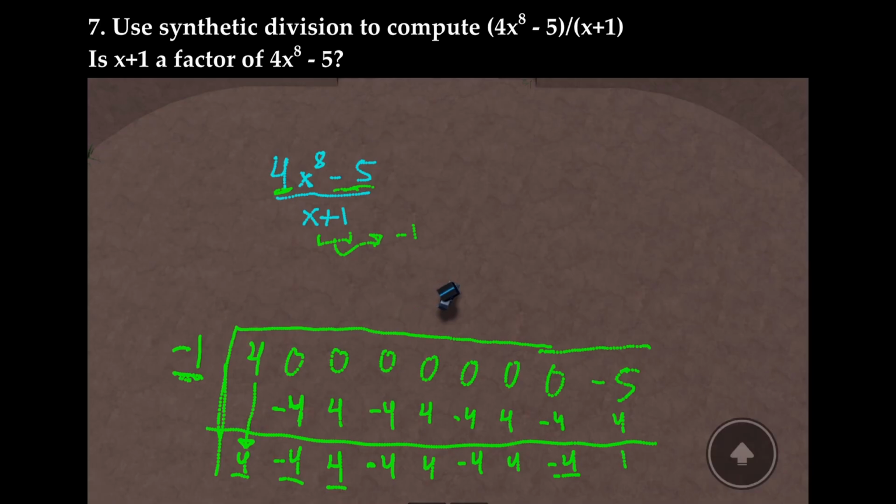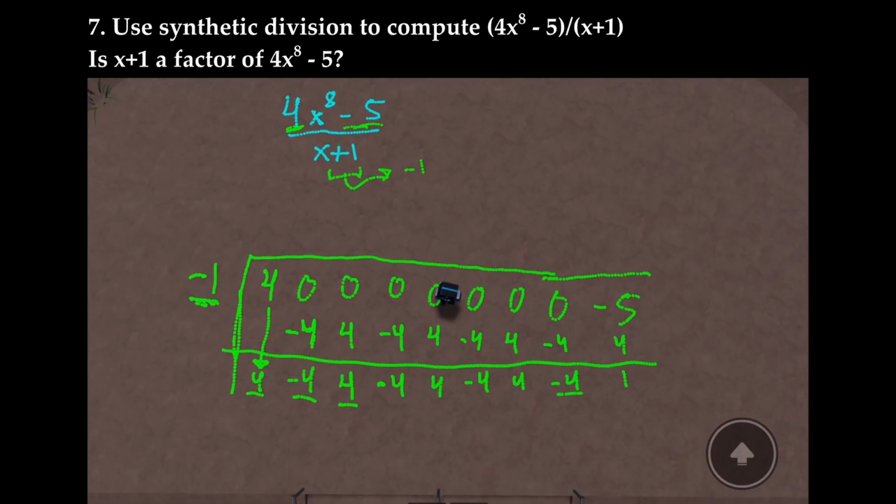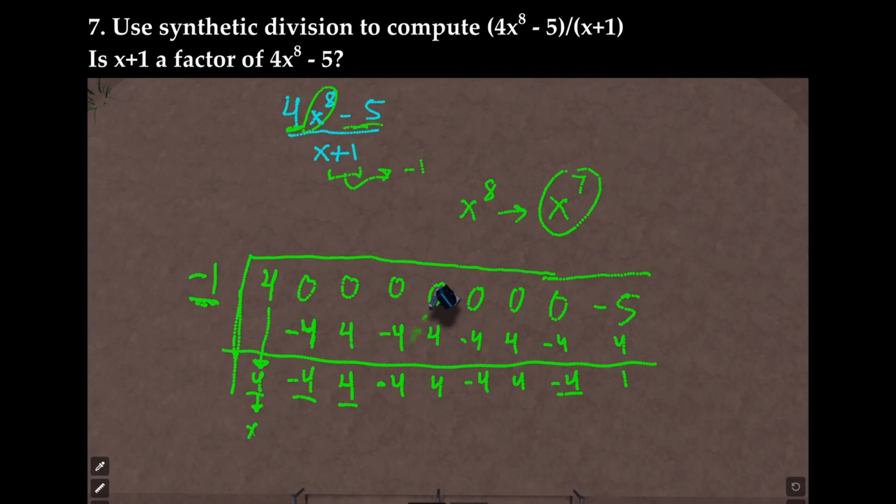Now let me go down a bit. So we have all the coefficients in the answer. This problem started with x to the 8th power. Therefore, the answer will start with a power less than that, x to the 7th power. So this 4 over here is the coefficient on x to the 7th. This minus 4 is the coefficient on x to the 6th. Then you have x to the 5th. This is the coefficient on x to the 4th. This is the coefficient on x to the 3rd. This is the coefficient on x squared. This is the coefficient on x. And this is just minus 4.